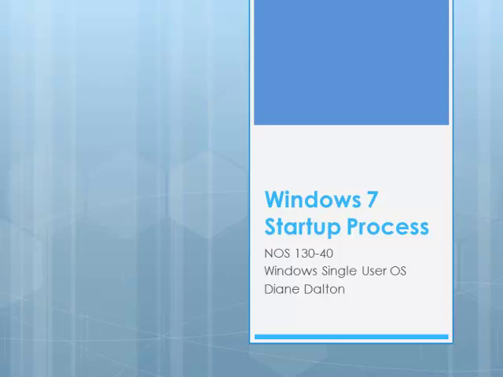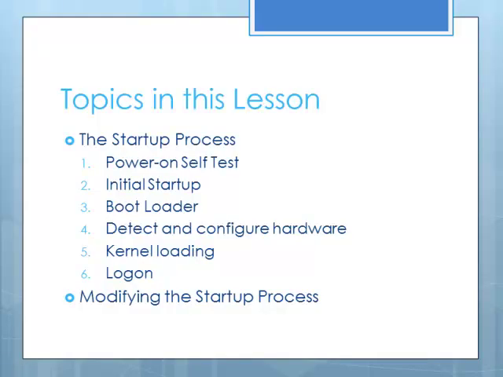In this lesson we are going to discuss the startup process for Windows. The startup process begins with several steps. They're listed here. I've articulated them, separated them into 6 different steps. The power on self-test, an initial startup phase, the bootloader phase, test and configure hardware, the kernel loading phase, and then the logon phase. We're also going to discuss at the end of this how to modify the startup process.